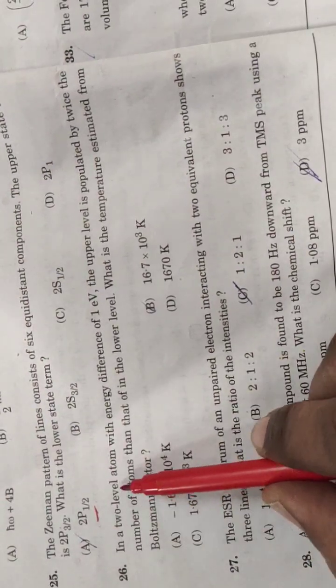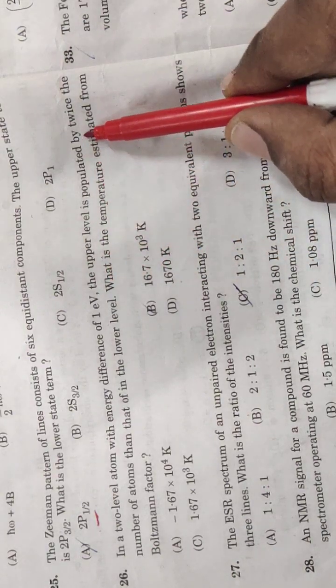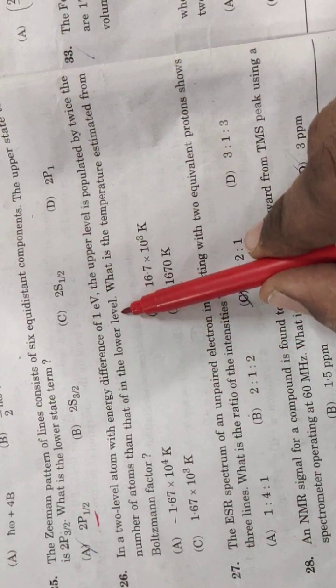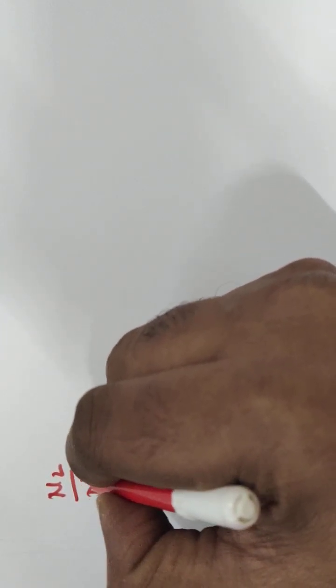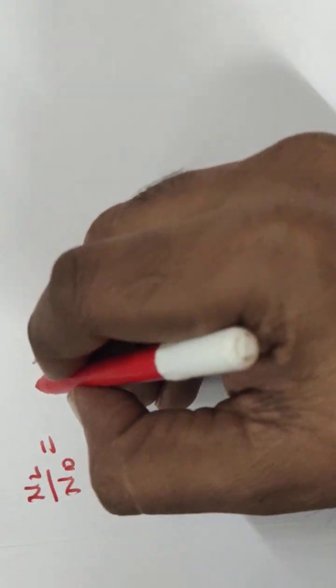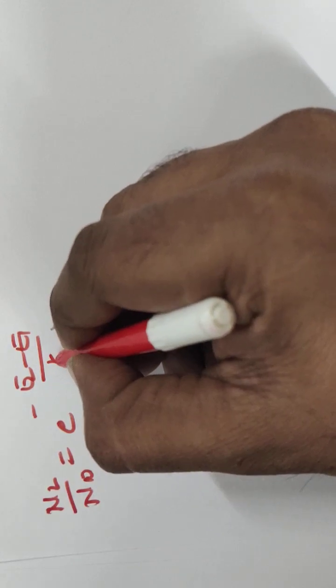Next, in a two-level atom with energy difference of 1 electron volt, the upper level is populated by twice the number of atoms than that in the lower level. What is the temperature estimated from Boltzmann factor? So we know the expression for this, that is N2 by N0 is equal to e power minus E2 minus E1 divided by KT.